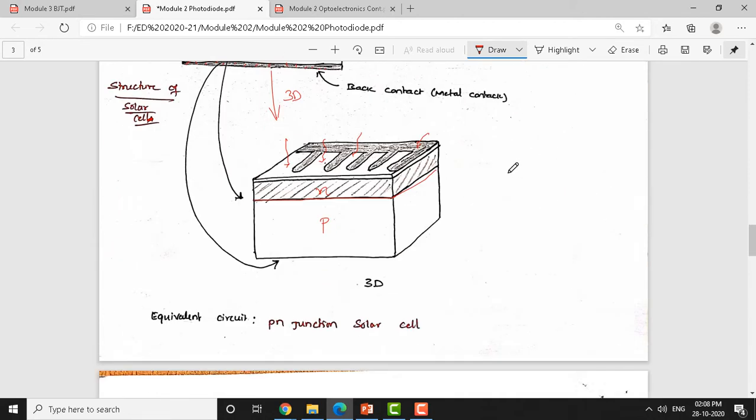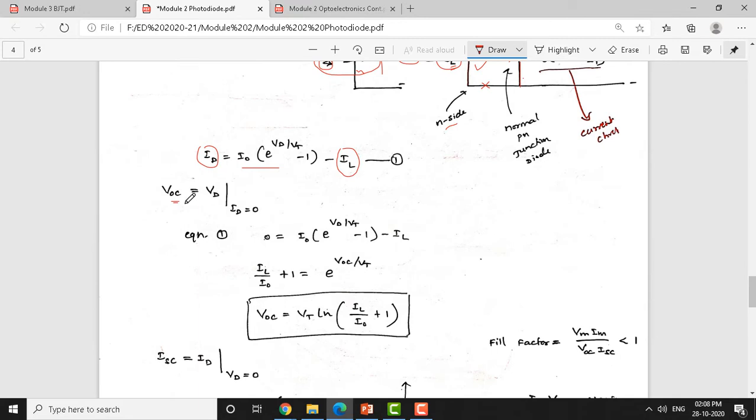Now, let us see the mathematical equations to obtain VOC. The open circuit voltage VOC is equivalent to the voltage across the diode under the condition that I is equal to 0. When we keep the photodiode or solar cell under open conditions, current will not flow through it, so there is a voltage across it. We can write VOC equal to VD under the condition of open circuit, therefore I will be equal to 0.